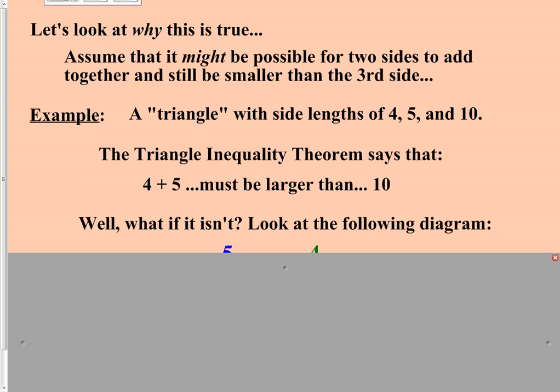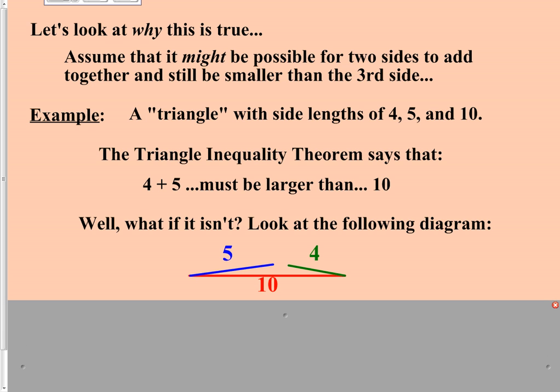So look at the following diagram. These line segments provided in the picture are actually drawn to scale. The blue line segment is actually 5 units long, the green one is actually 4 units long, and the red one's actually 10 units long. And if we connect the blue and the red together at a vertex, and the green and the red together at a vertex, look at what's trying to happen between the green and the blue ends of the triangle. They can't even reach each other.